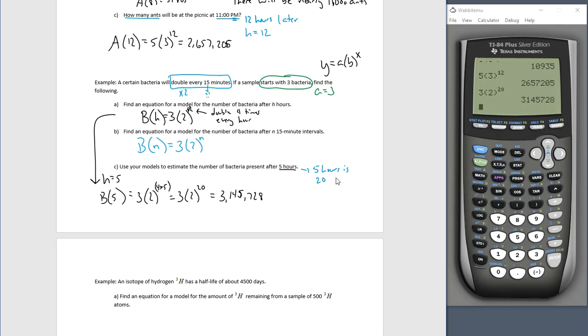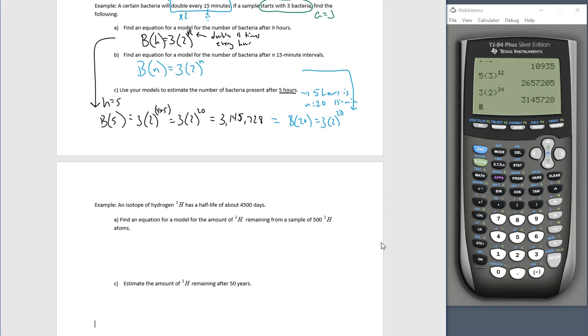Whereas if I chose 5 hours, that is 20 15-minute increments. So it is an n value of 20 if I found B of 20. Notice it's the exact same answer because we eventually get to the same thing. And that's the important part. Whether you measure in 5-minute increments or you measure in hours or even measure in parts of a day, as long as the same measurement comes out for the same number, using either model, using different time values, it's going to work out for you all right.